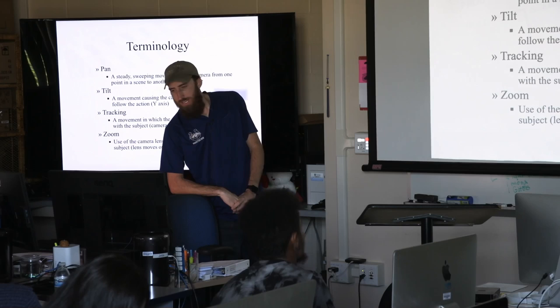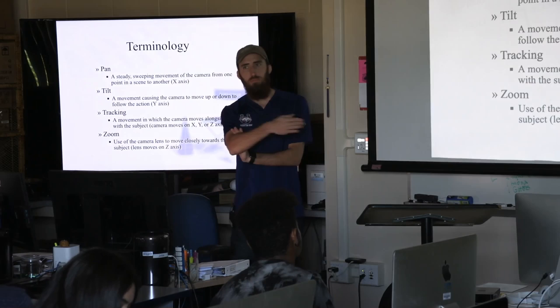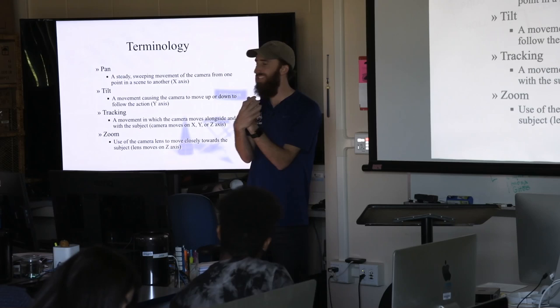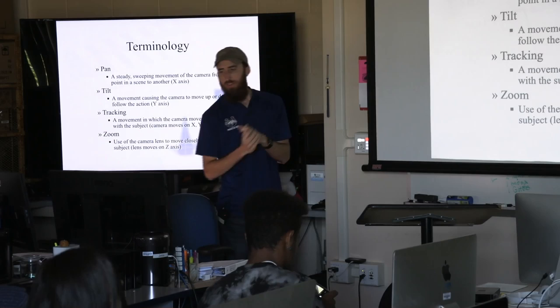Here are some basic camera terms. We have a pan. A pan is a steady sweeping movement of the camera from left to right or right to left. It's along the x-axis. Okay, so there's a fixed pivot point wherever that camera is. If you turn it from left to right, it's the x-axis, or from right to left, x-axis. Okay, that's a pan. So if someone says pan, that's what they're talking about. They're moving along that axis.